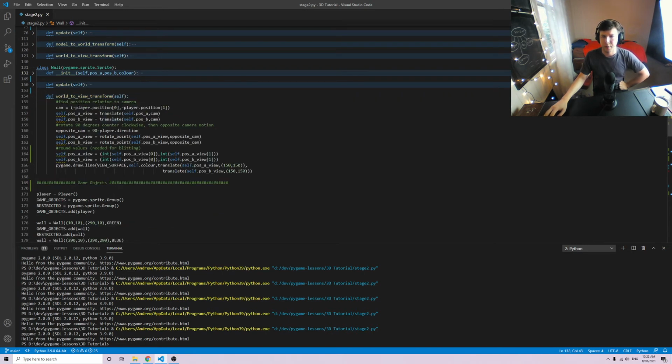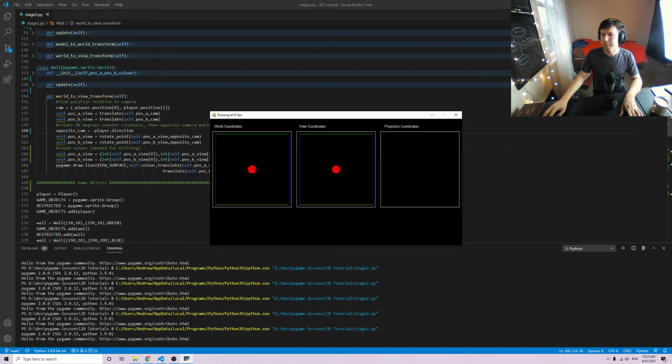World to view, this is the interesting part. So again, we shift the 2 points of the wall around the camera. So take away the camera's position and then rotate them. So don't be too scared about this 90, right? I'm going to take the 90 away and run the game. And it still kind of works. Kind of, right? So when the camera spins left, the world spins right. That's good. When the camera spins right, the world spins left. That is all that the negative player direction is doing.